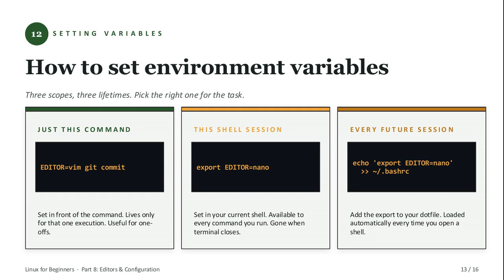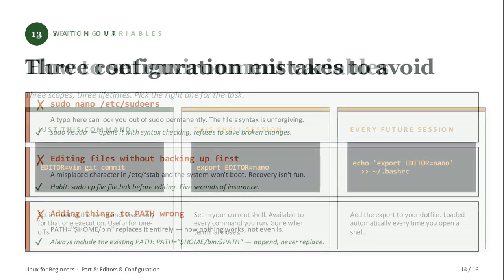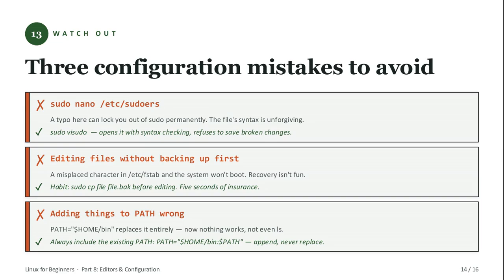Before we wrap up, let's talk about three mistakes that bite almost every beginner. First, never open the sudoers file directly with nano. One typo, and you're locked out of sudo for good. Use sudo visudo instead. It checks your syntax and refuses to save anything broken.